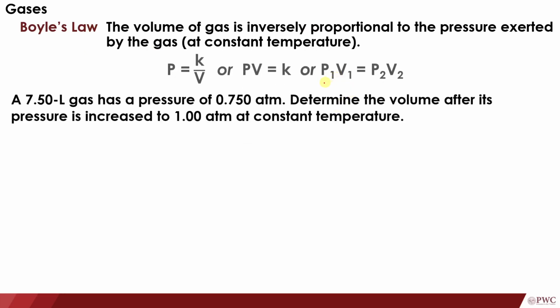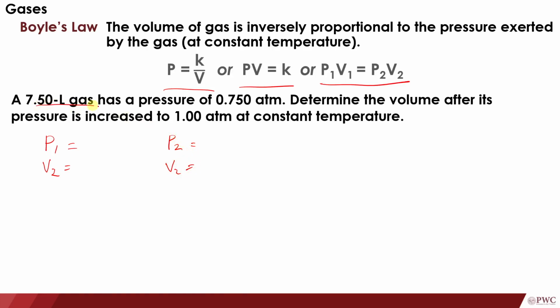Now let's use this equation. Again, this is just equal to these equations over here. Now let's use this equation to solve this word problem. A 7.50 liter gas has a pressure of 0.750 atmospheres. Determine the volume after its pressure is increased to 1 atmosphere at constant temperature. Now, the first step again is to recognize the givens. So we are going to use this formula. We're going to find out the value of the initial pressure, the initial volume, the final pressure, and then the final volume.